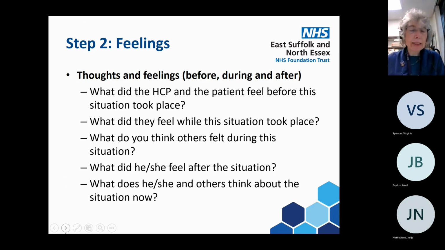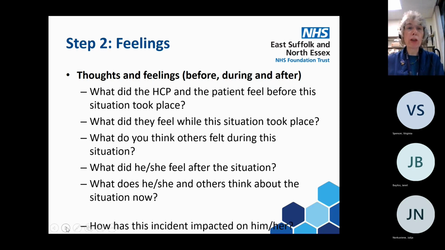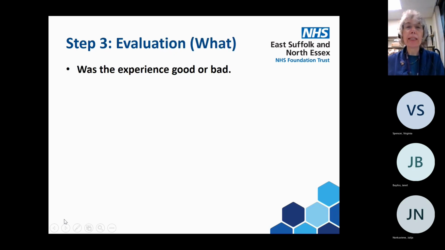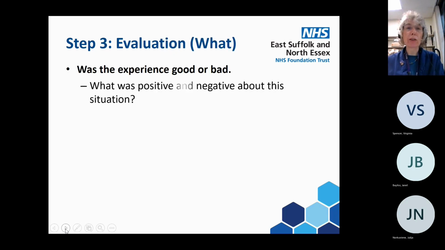So that's the second stage of the Gibbs cycle. Now, the Borton-Rolfe cycle, this step one, what happened, and the thoughts and feelings, that would be part of what? So that's Borton-Rolfe simplified into what? So moving on to thinking about how the incident impacted on the healthcare professional and the patient, and that will lead us into the evaluation section.